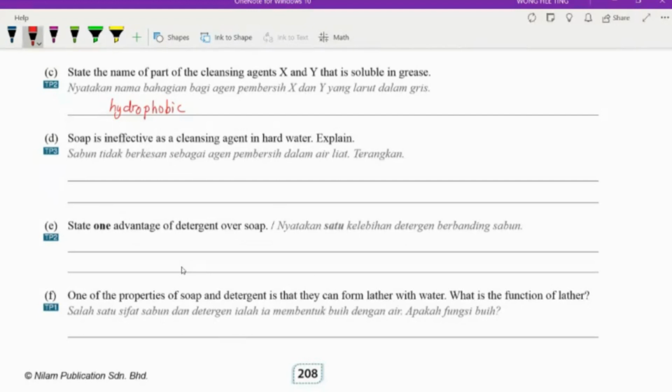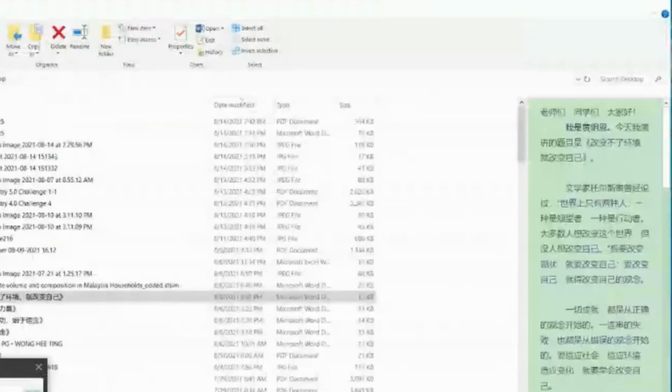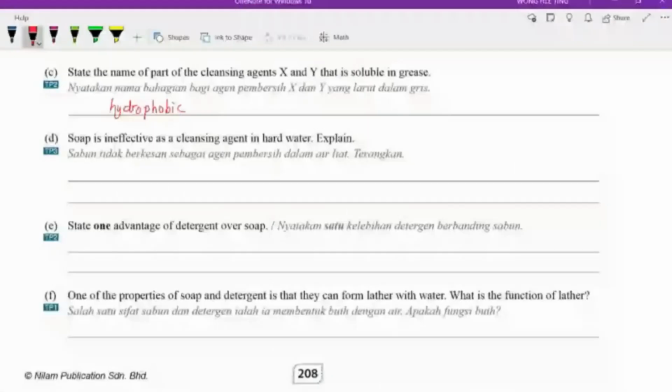What is your answer? Kevin, did you write something for question E? "Can be used in hot water." Okay, it's very general, can be used. Salt also can be used, right? Just it is not effective, correct? It still can be used, but not effective. So it must be very specific.